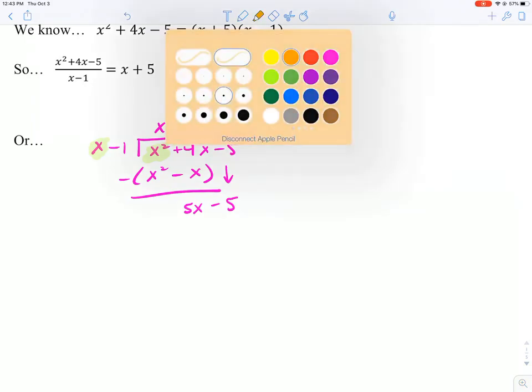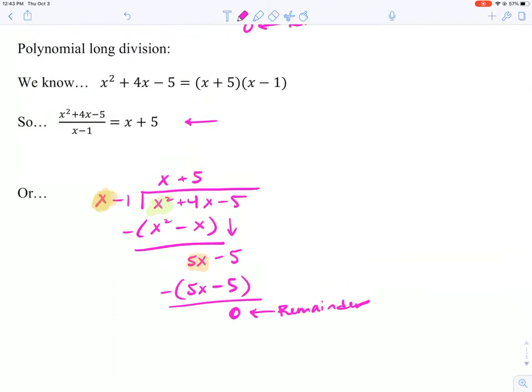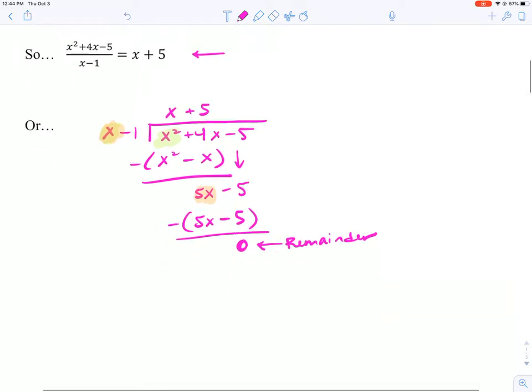So now I will think what times x would give me 5x, or same thing, 5x divided by x would just be 5. And I can multiply. And when I subtract, I see that I get a remainder of 0, which is what I was expecting here. Since I know that x plus 5 times x minus 1 equals x squared plus 4x minus 5, I know that x minus 1 divides into x squared plus 4x minus 5 evenly. So I would be expecting a remainder of 0.